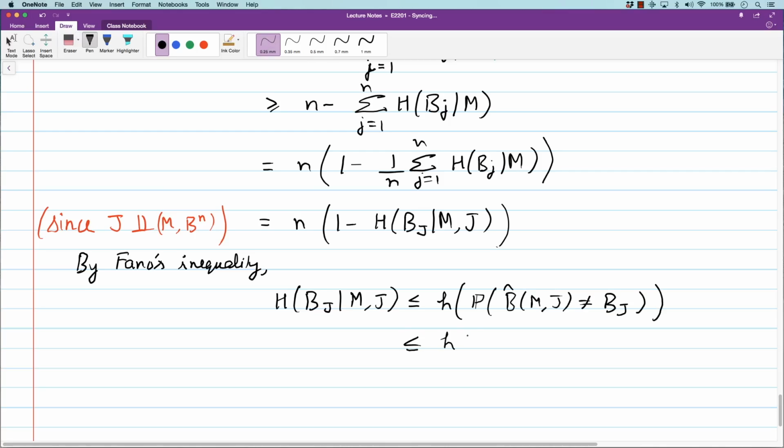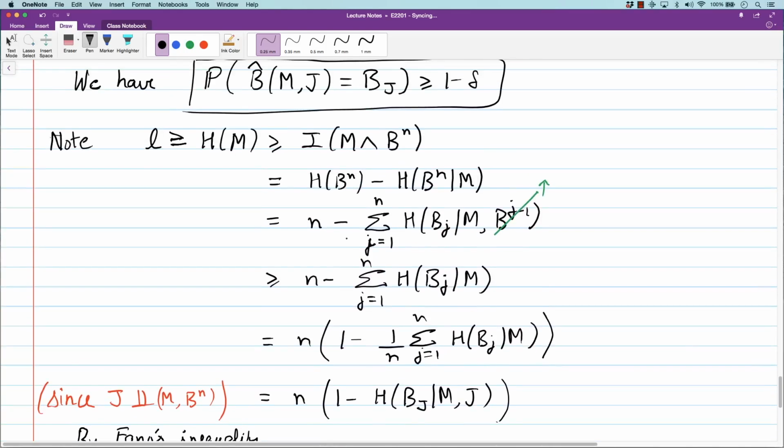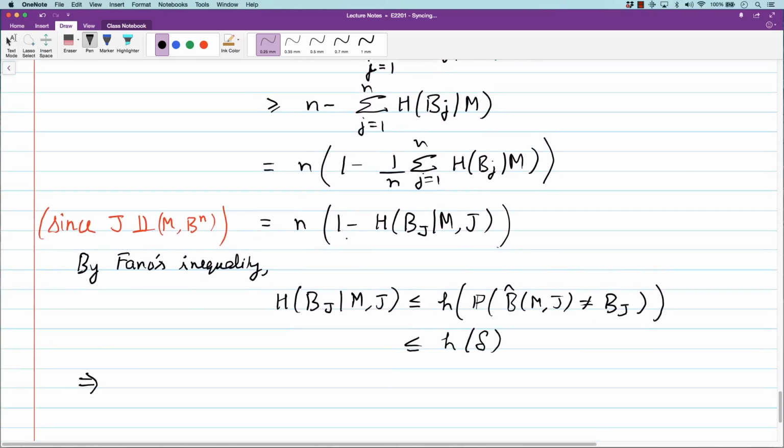But we know that this is less than or equal to delta. This probability of error we are assuming is less than or equal to delta. So this is less than h of delta. And that's the proof, actually. So what have we shown? We have shown that if you put this bound here, and this is the lower bound for L, this implies that L must exceed n times 1 minus h of delta. Okay, that's the lower bound.